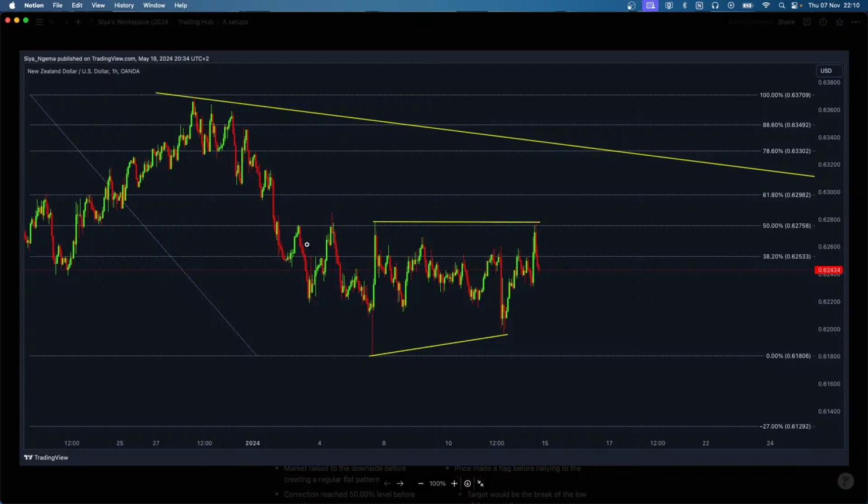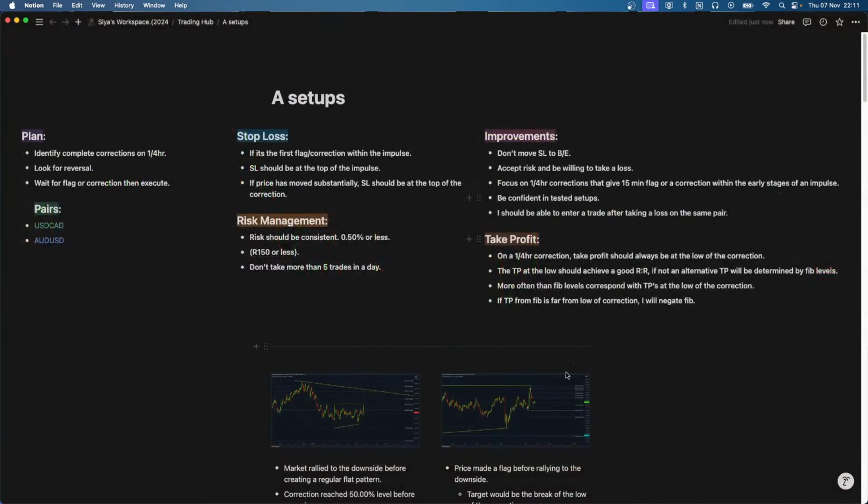We have price pushing to the downside. We have a 1, 2, 3 correction, right? We can see that this is trending. This is going sideways, right? So we're going to look at this as a correction. So we have a clear 1 hour correction. We have price reversing, right? So now what do we need? We need to see a pullback or a correction or a flag before we get continuation.